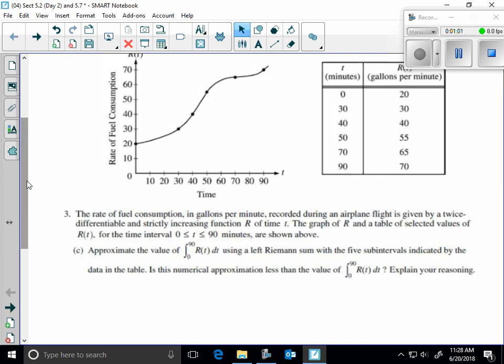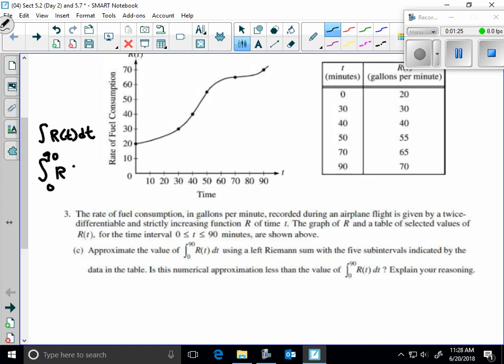So if we want to, like it says here in part C, approximate the value of the integral from 0 to 90. Now, I believe this might be the first time you're introduced to definite as opposed to indefinite. Here's an indefinite integral, which is the area under the curve with no constraints on it, right? No restrictions. But this would be the area of the curve from 0 to 90. All right, so this is a definite integral, and this is an indefinite integral.